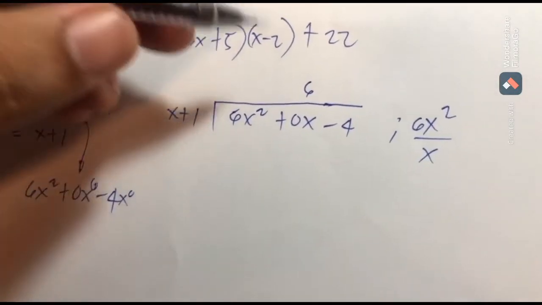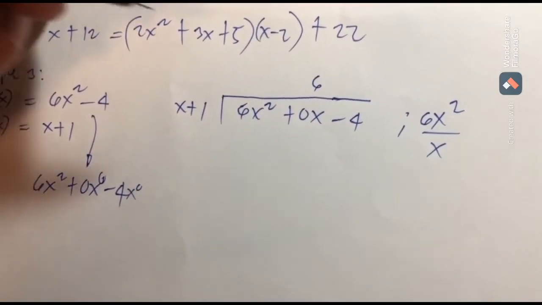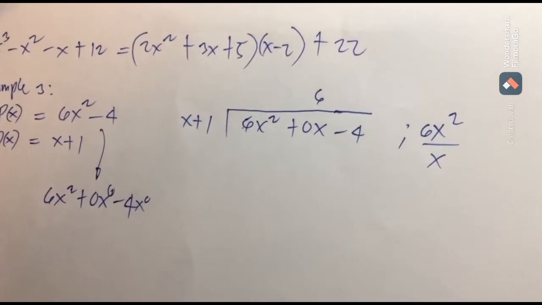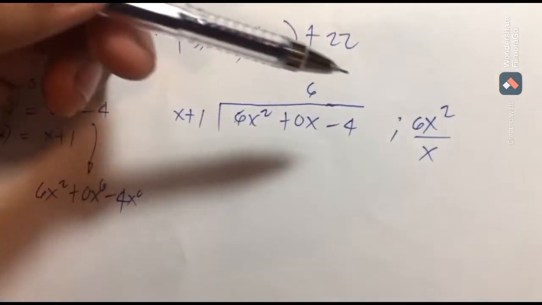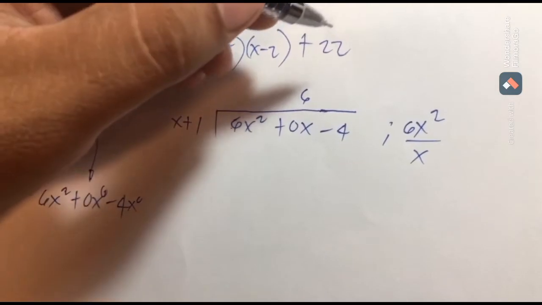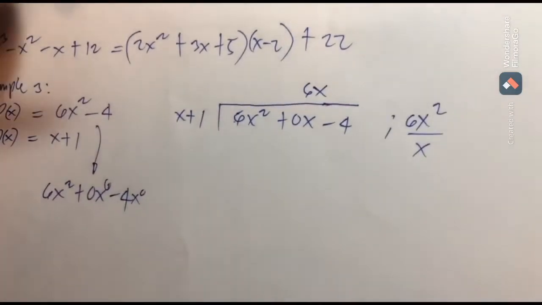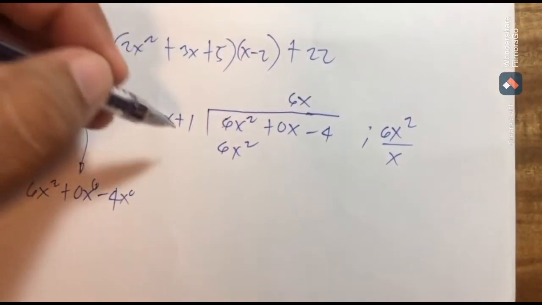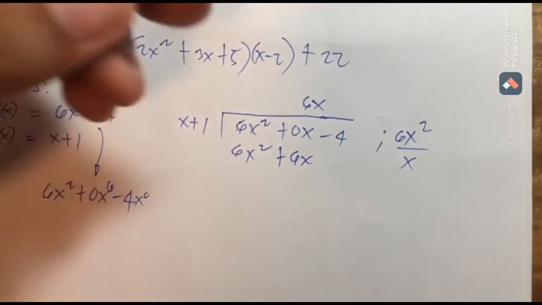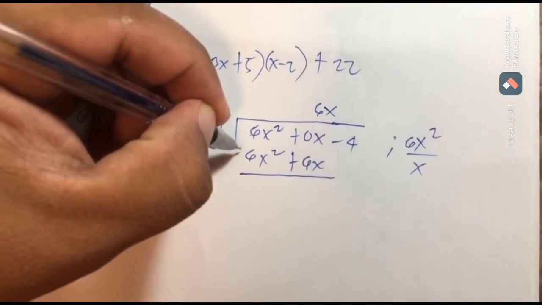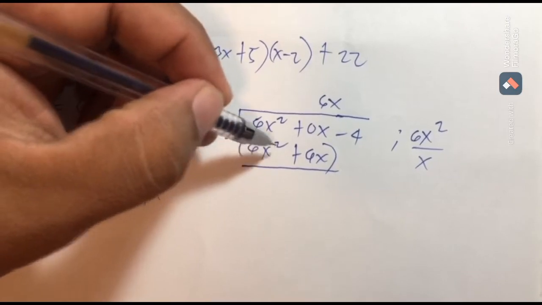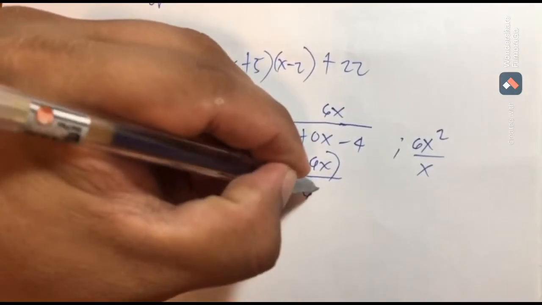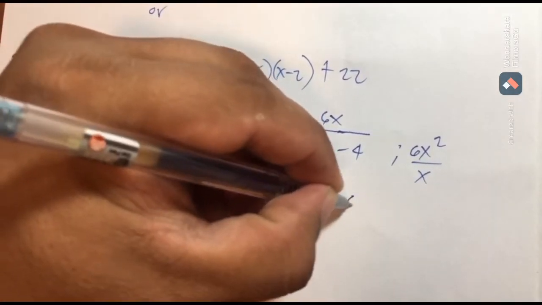I'm sorry. 6x squared plus 0x minus 4 divided by x plus 1. So in that case, first is 6x squared divided by x. The answer is 6x. So 6x times x is what? 6x squared. Then 6x times 1 is plus 6x. For that, we will subtract. So we will write open and close parentheses. 6x squared minus 6x squared is 0. 0x minus positive 6x is what? Negative 6x. Then bring down minus 4.